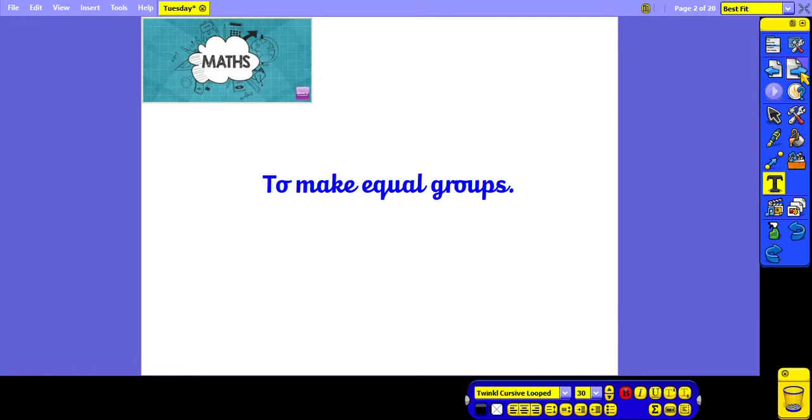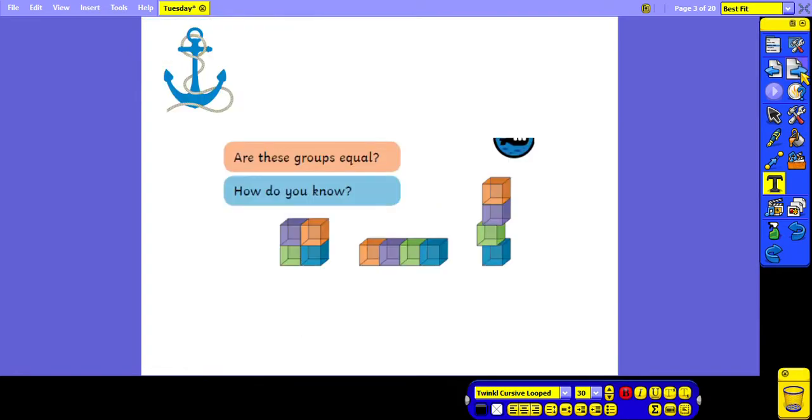So today's lesson we are focusing on making equal groups. So as our anchor we've got 3 groups here, and we need to decide if the groups are equal and explain how we know. So if we think about what equal means, it means that the groups are the same. So if they are equal, they will all have the same number of cubes inside.